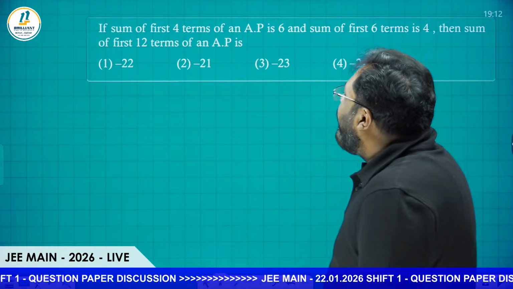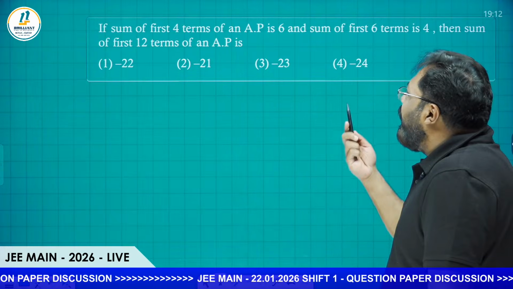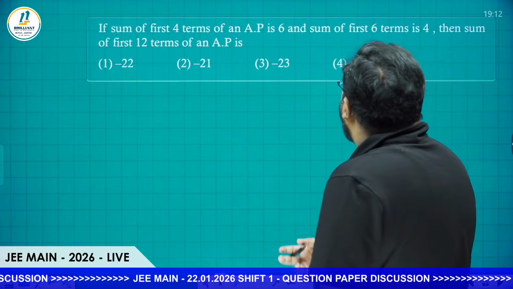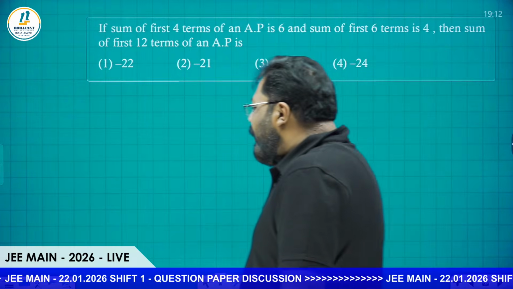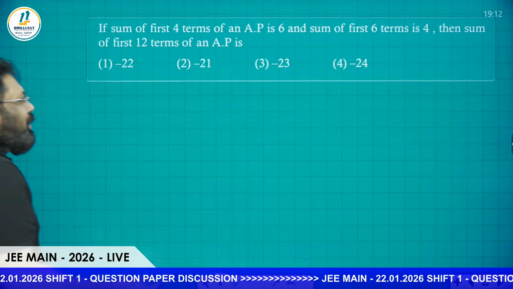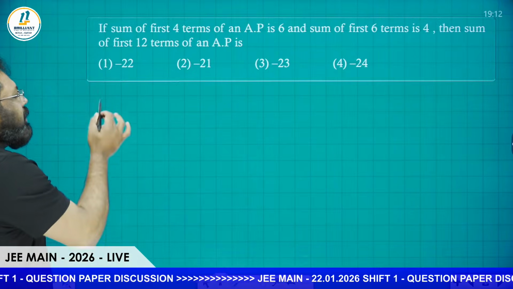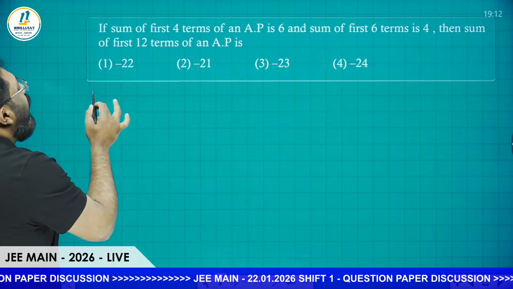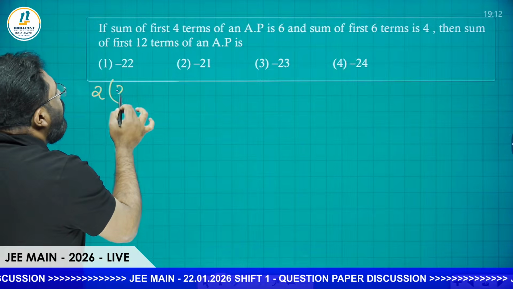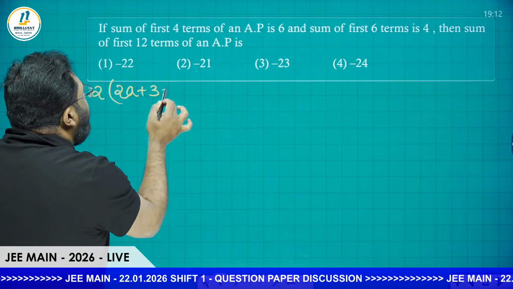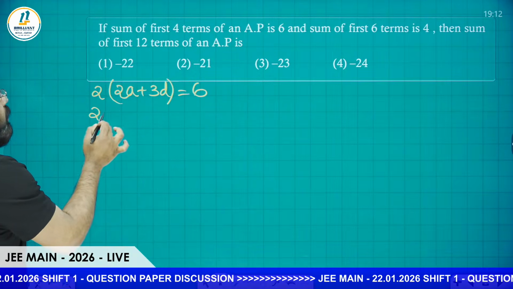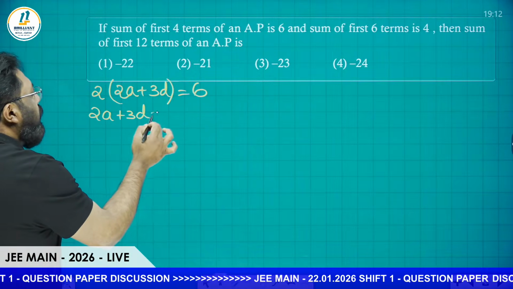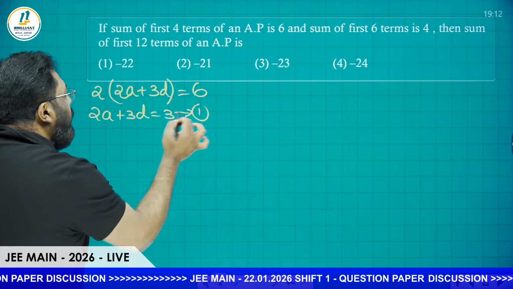The first question: if the sum of the first 4 terms of an AP is 6, and the sum of the first 6 terms is 4, what is the sum of the 12 terms of the AP? We're not going to waste our time solving this so much. First 4 terms means it's going to be 4 by 2 into 2a plus 3d is equal to 6. So we can say 2a plus 3d is equal to 3, first equation.